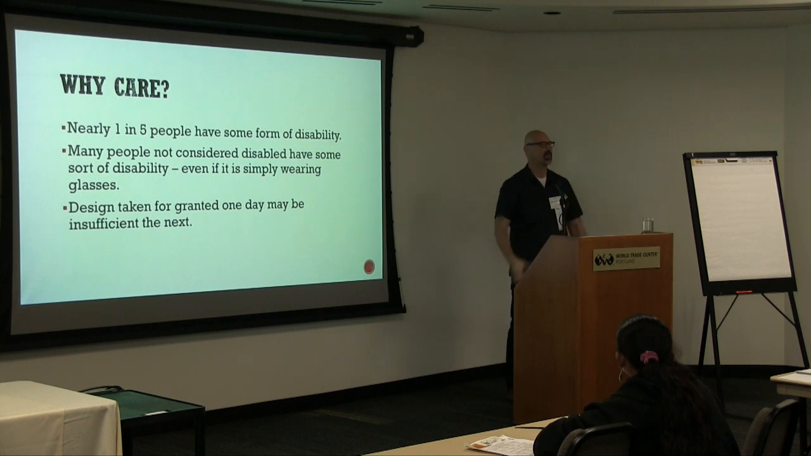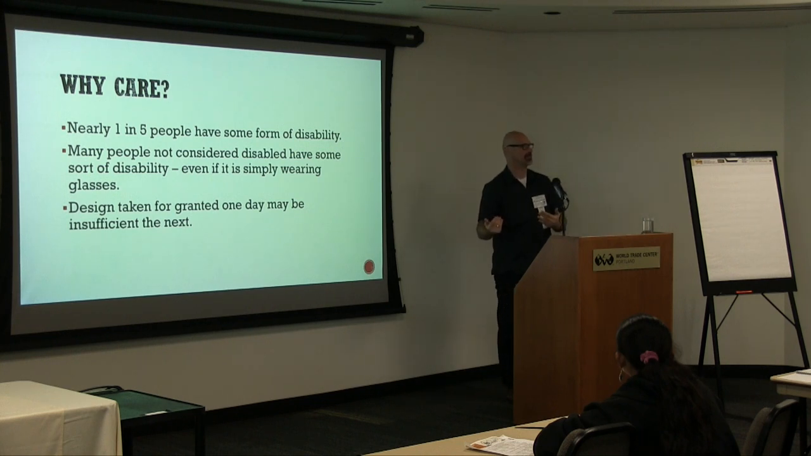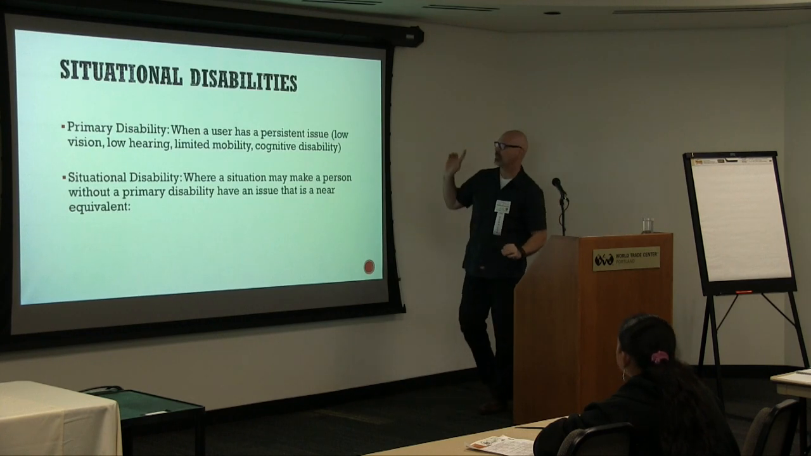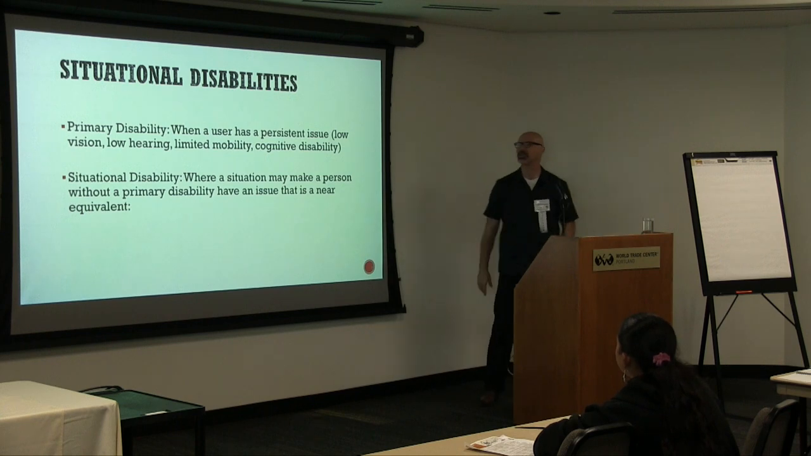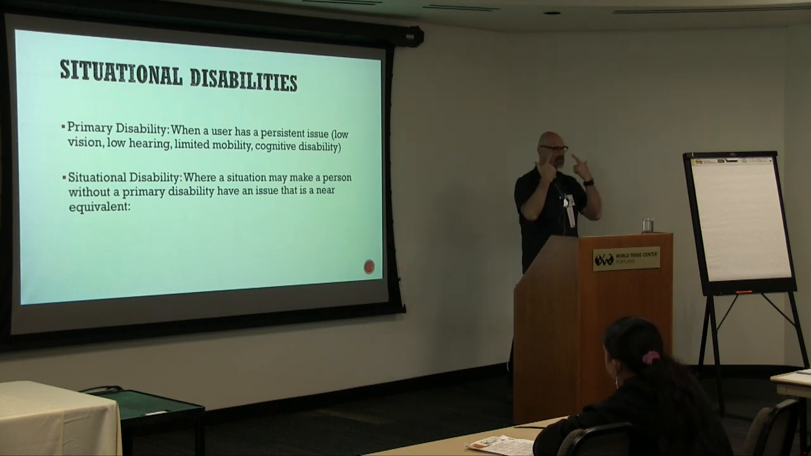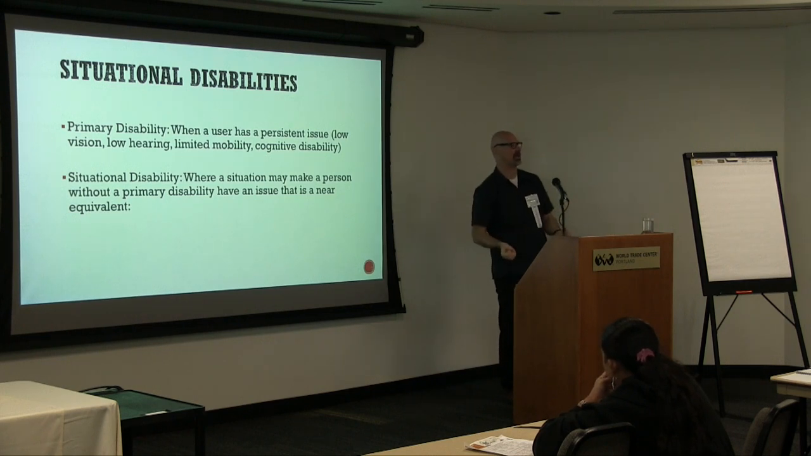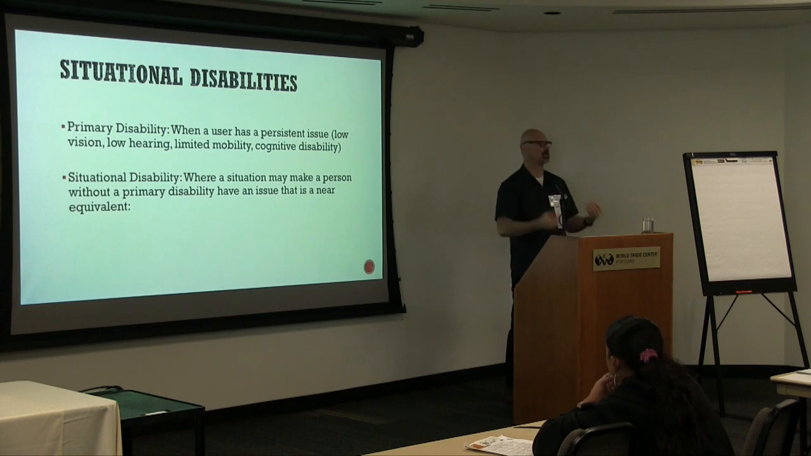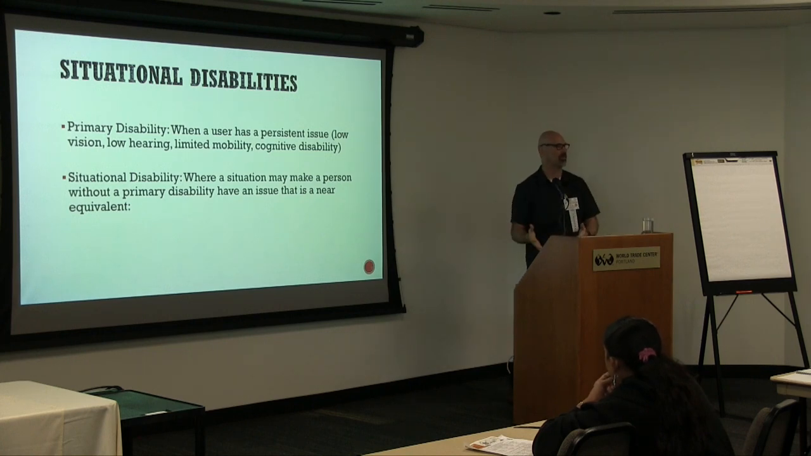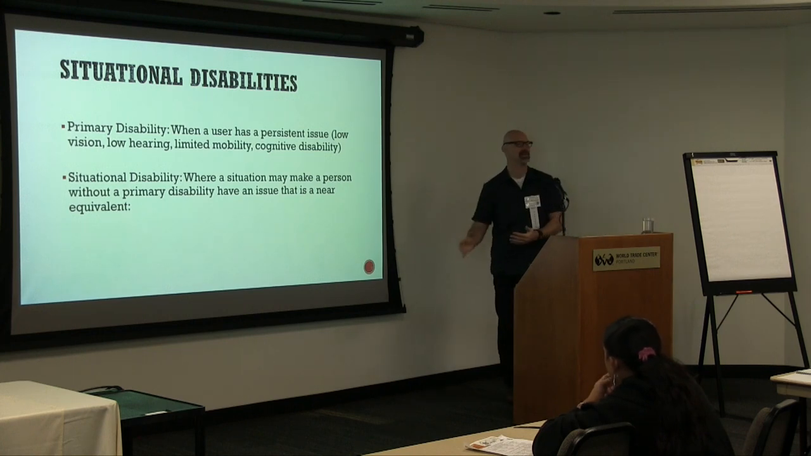I prefer saying, I have a disability. Even if the disability is a situational one, we're going to talk about that a little bit more in a bit. Primary disability is where you have a persistent issue. If I were to say have low vision all the time, regardless of wearing my glasses, that would be considered a primary disability. If somebody has cerebral palsy and they have limited movement, they have a primary disability.